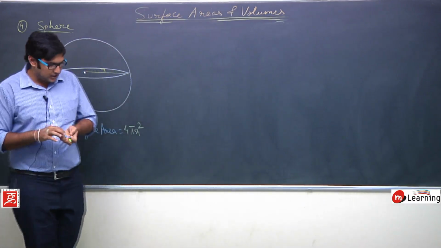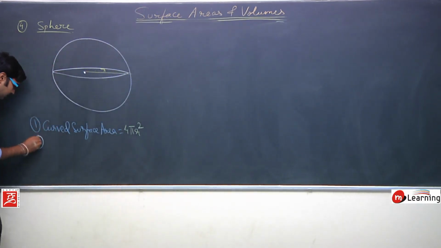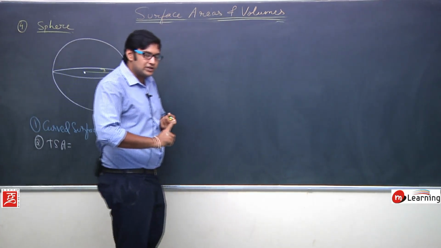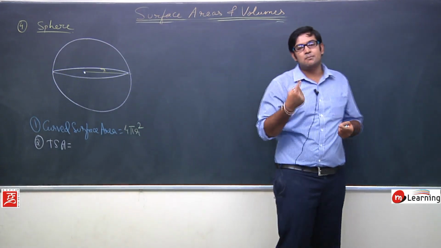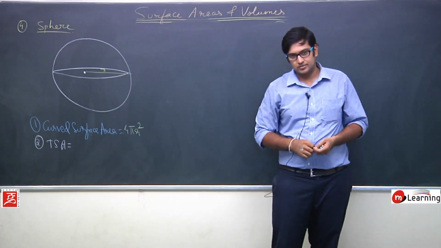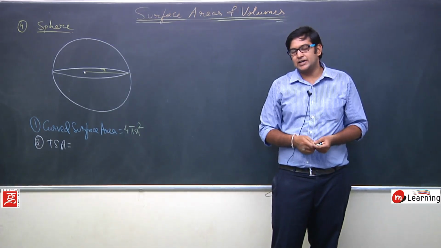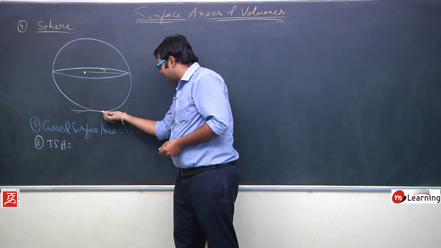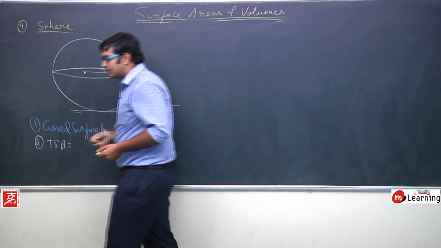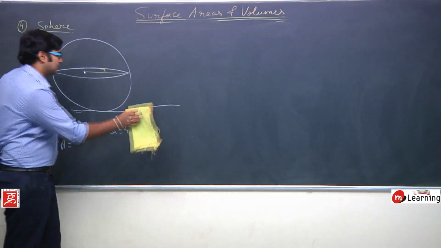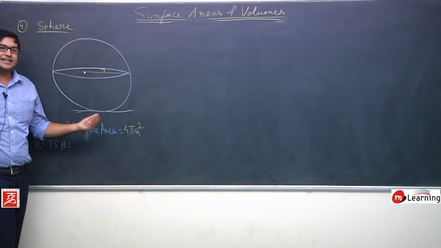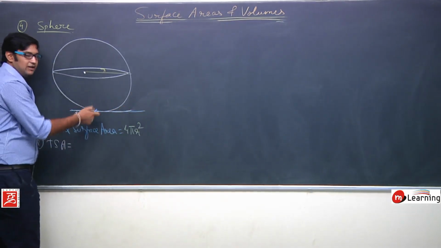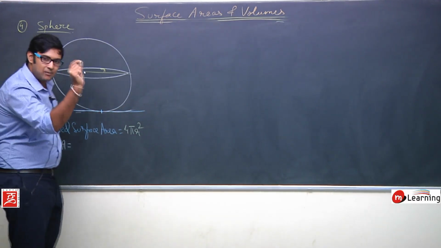The second formula related to sphere is total surface area. Now, previously we have seen that total surface area is curved surface area plus area of the top and the base. But if we consider sphere, if I keep this sphere on a ground level, what I will observe is that this ground is basically tangent to the sphere at this point, like this. Okay, this ground level will touch the sphere only at a single point.